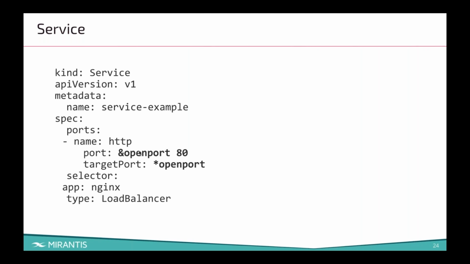And I run into something like this. What is going on here? Okay, so what is going on here is when you see this ampersand and then a value, that is creating an anchor basically that you can then reference later. So here we're creating a variable called open port, giving it a value of 80, and then we can reference it anywhere in the document that we want.